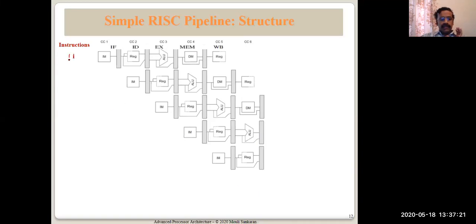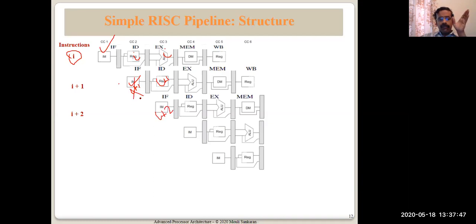I is an instruction, the first instruction, which is in this stage, and I plus 1 is read here, whereas I moves here. I plus 1 is here during the next cycle, and then one more cycle I will be here. I plus 1 would have moved here. I plus 2 will be fetched here.